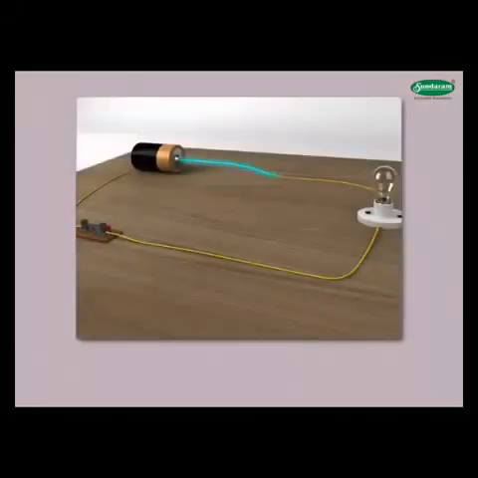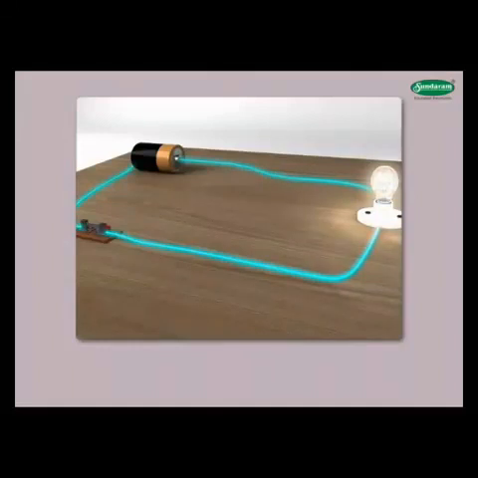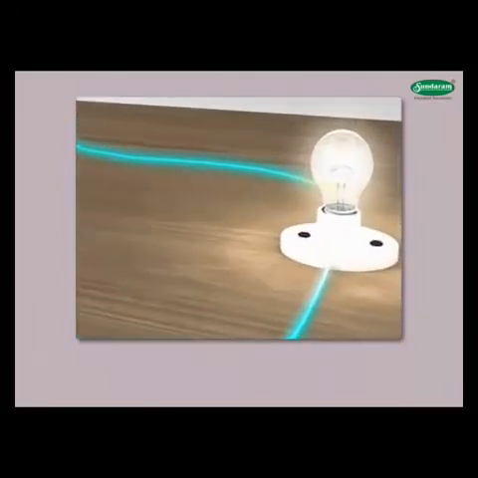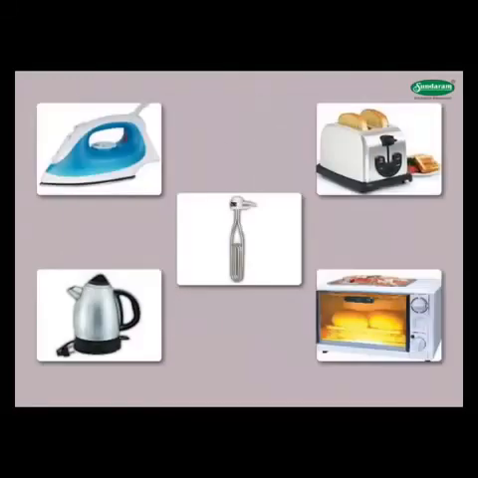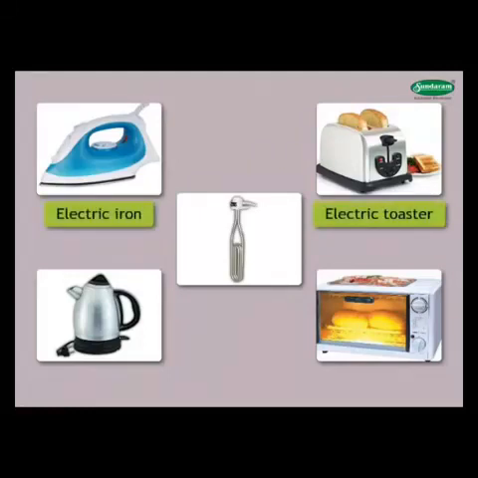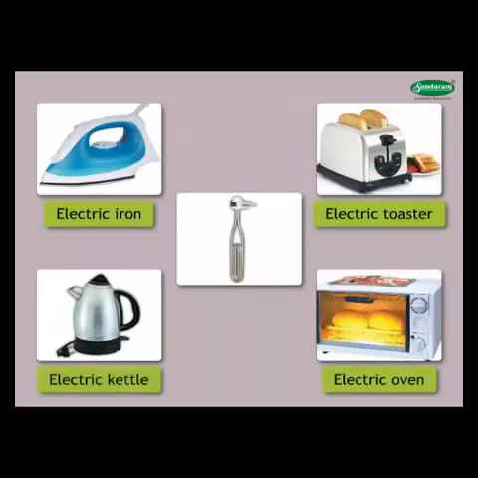In an electric circuit, the unavoidable heating can increase the temperature of the components and also alter their properties. However, the heating effect of electric current has many useful applications. The most common examples are electric iron, electric toaster, electric oven, electric kettle, and electric heater.